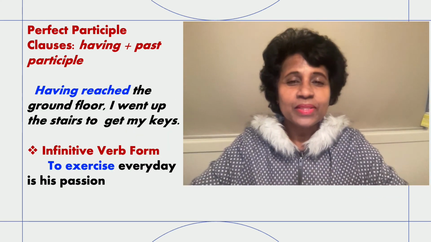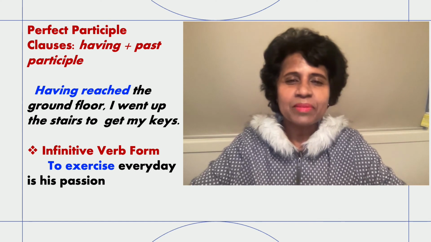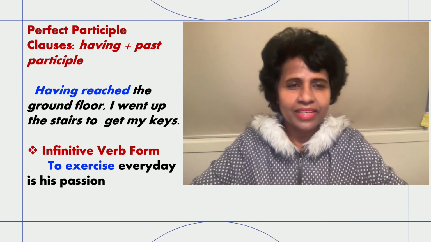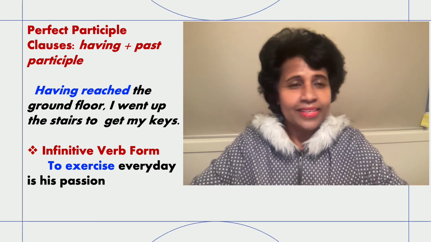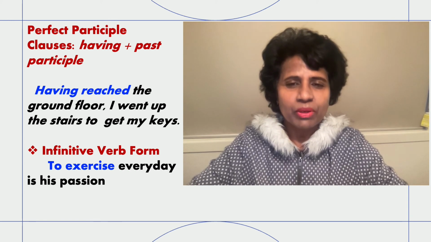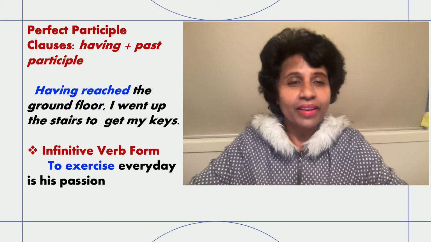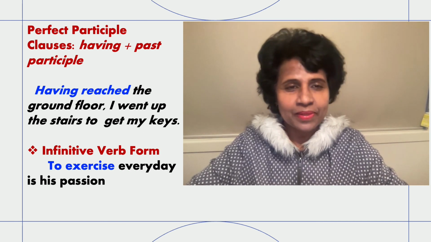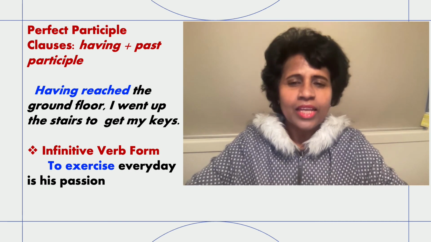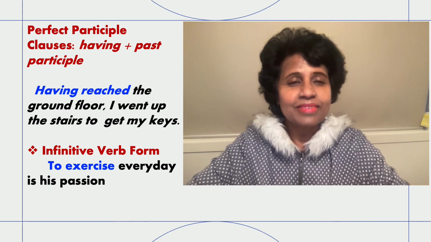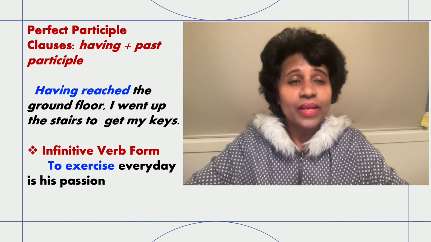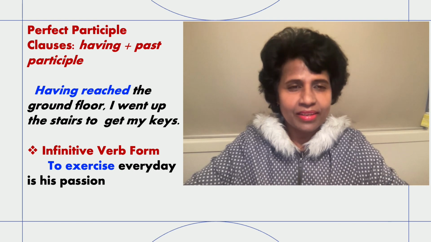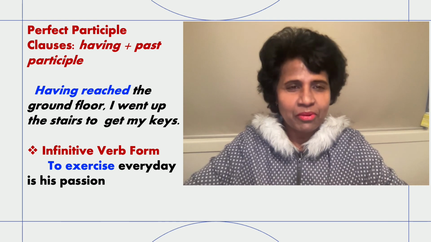Now let's move on to the last two verb forms, perfect participle verbs and infinitive verb forms. Example, having reached the ground floor, I went up the stairs to get my keys. Here having reached is the perfect participle verb form. To exercise every day is his passion. So here to exercise is the infinitive or to verb form.